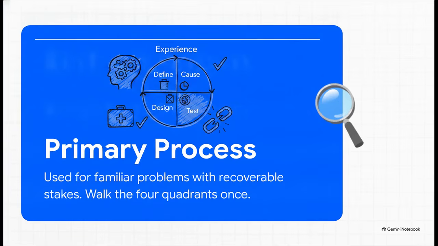So this is the tool we naturally reach for with our most straightforward, familiar problems. The primary process is defined as a single, highly disciplined pass right through your workflow. You define the problem, you find the cause, you design the fix, and you test it. Just once. You're trusting your past experience here, and you just use quick little self-checks between each step to make sure you're still on track. But, and this is a big but, remember, this only works for familiar problems where the stakes are totally recoverable. Meaning if you make a mistake, you can just fix it without the whole world falling apart.